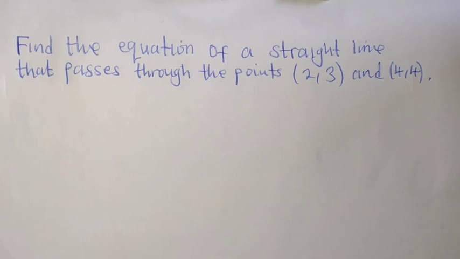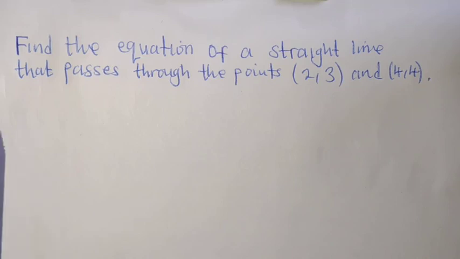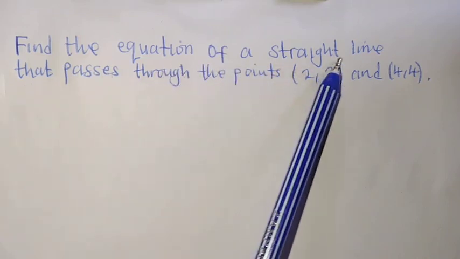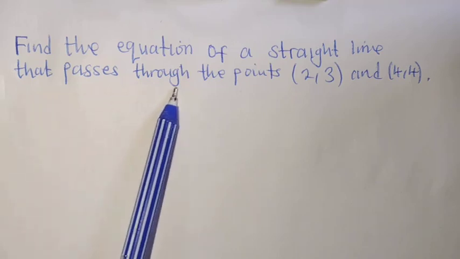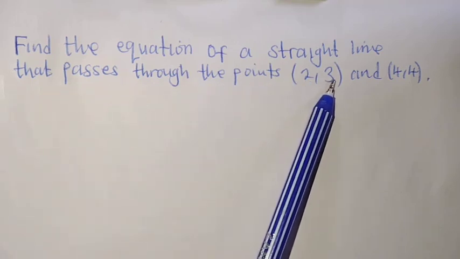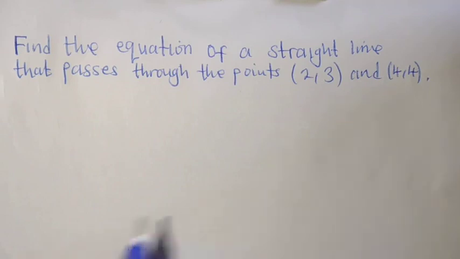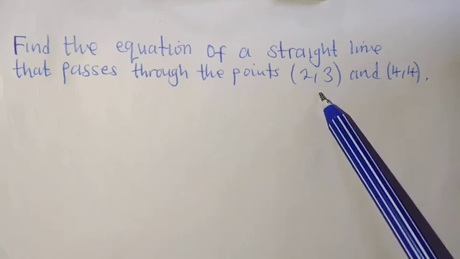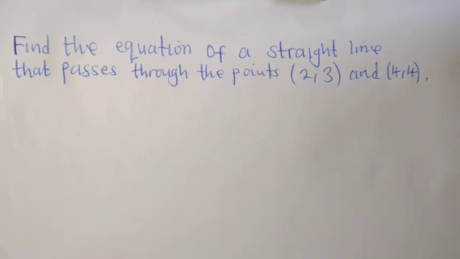In this presentation, I want us to answer a question that came in mathematics paper 1. This question comes from the topic coordinate geometry. The question reads: find the equation of a straight line that passes through the points (2, 3) and (4, 4). So we need to find the equation of the straight line passing through these 2 points that were given. In order to find the equation of the straight line, you need the formula, okay?